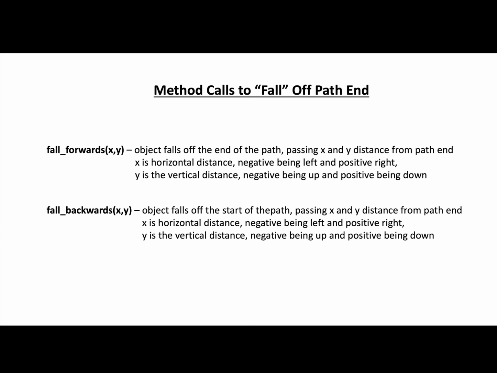In both cases, the method is passed an x and y value that indicates the distance from the path that the object will land. X, of course, specifying the horizontal distance, negative being left and positive being right, and y specifying the vertical distance, negative being up and positive being down.